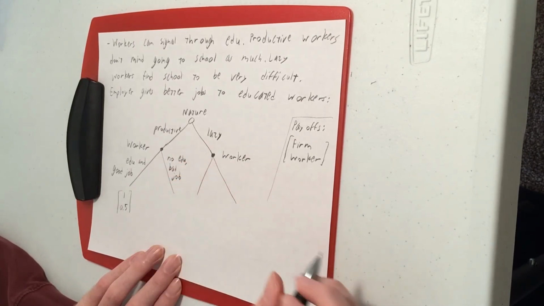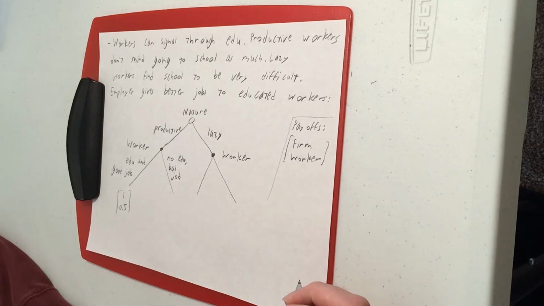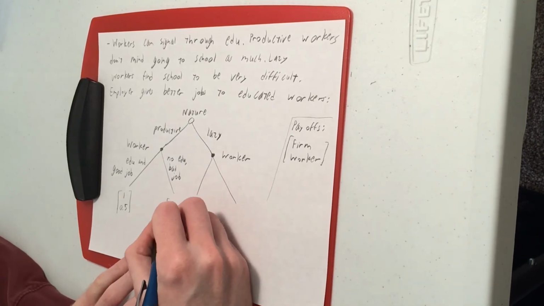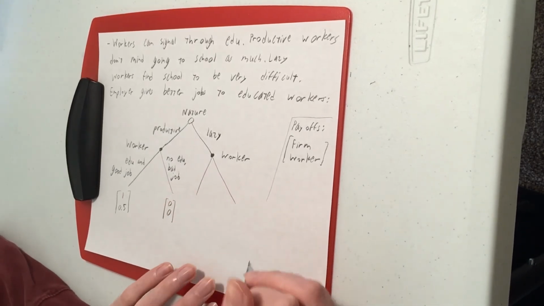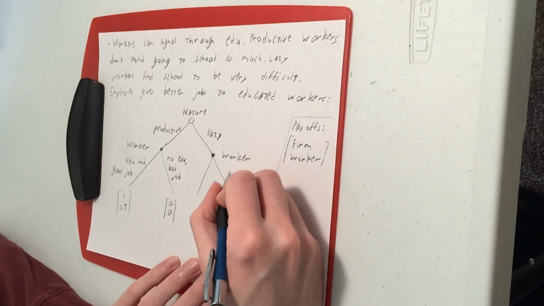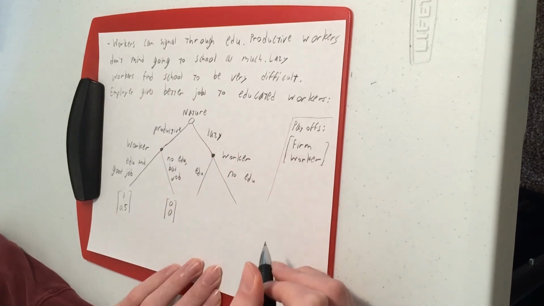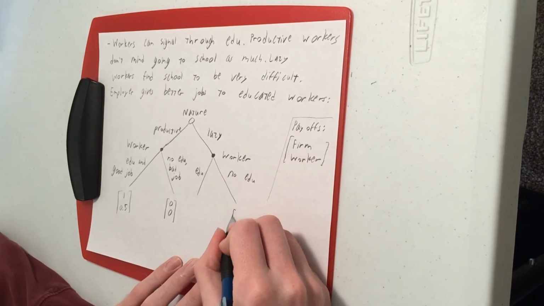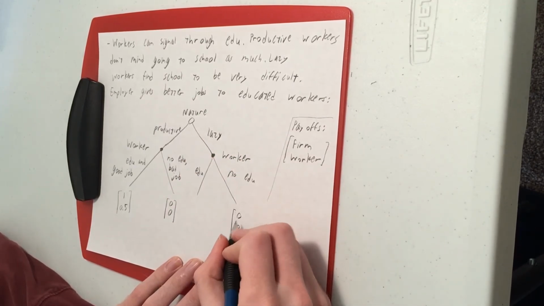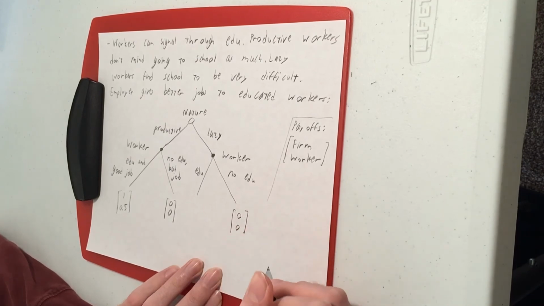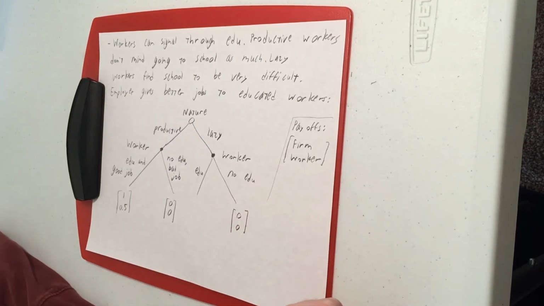If they decide not to get a good education and they get the bad job, that's going to be 0, 0. So the lazy worker faces the same choice. They get no education and then get the worst job, which we'll model as 0, 0.